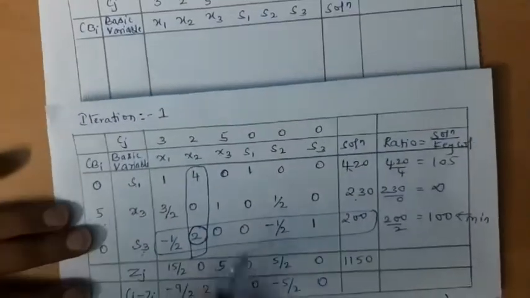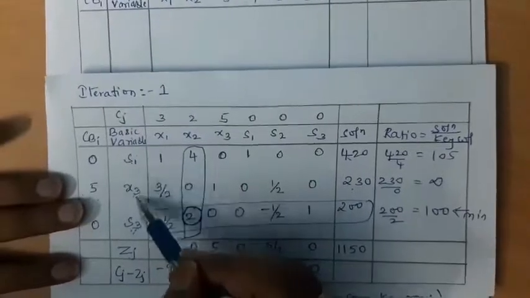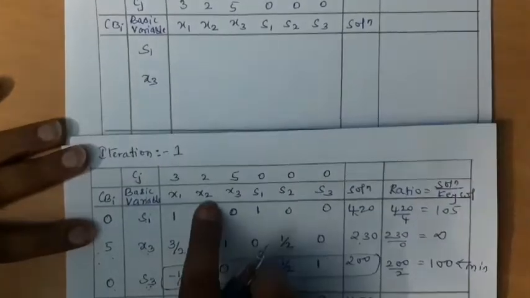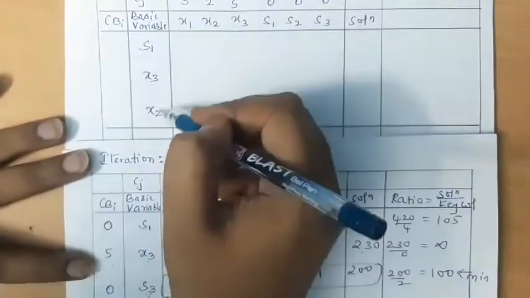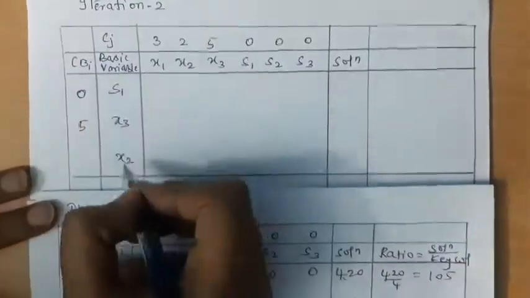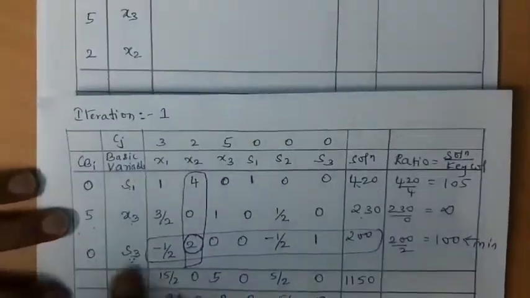So now in the previous table, see S3 is outgoing variable and X2 is incoming variable, and these two variables remain same. Now let us write down in this table. So S1 remains same, X3 remains same, and in place of S3 I am going to replace with X2. So X2 has arrived here. And the coefficient value of all these variables from the objective function: for S1 it is 0, for X3 it is 5. So write down here 5. For X2 it is 2. So write down 2. Now in this table, that is in iteration 1, we are going to find new values for all these 3 rows.